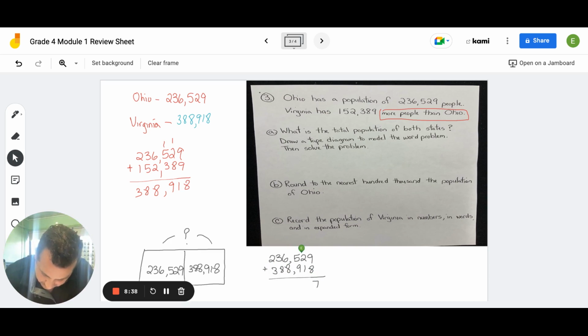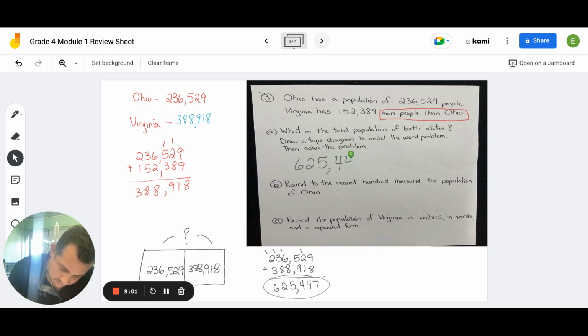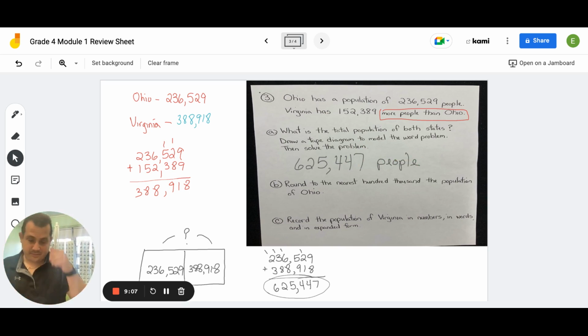7, 1 and 2 is 3, and 1 is 4. 5 plus 9 is 14. 1 and 6 is 7, and 8 is 15. 1 and 3 is 4. 4 and 8 is 12. 1 and 2 is 3. 3 and 3 is 6. So 625,447 people. That is our total population.